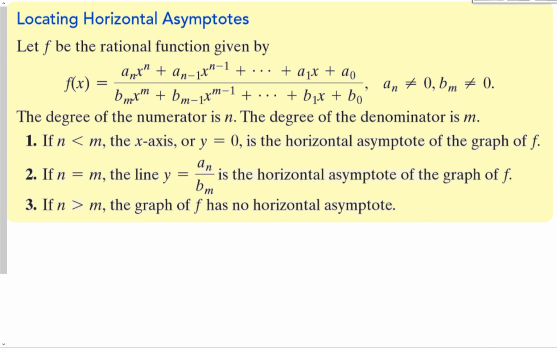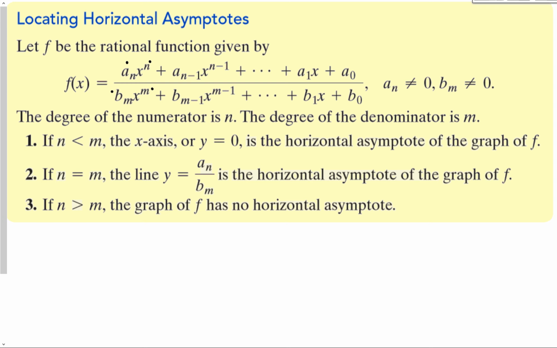Let f be the rational function given by f of x equals, and this is just the long way of writing a polynomial, over the long way of writing a different polynomial, with different coefficients but the same variable. The reason we write it out instead of writing p of x over q of x is because we care about these numbers right there, so we need to be more specific with our polynomials.